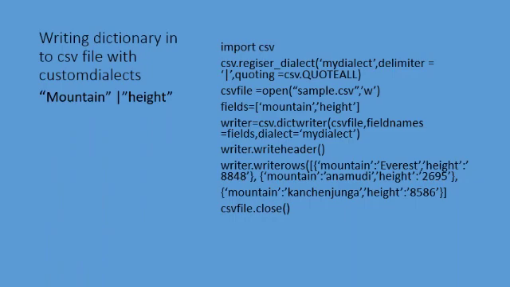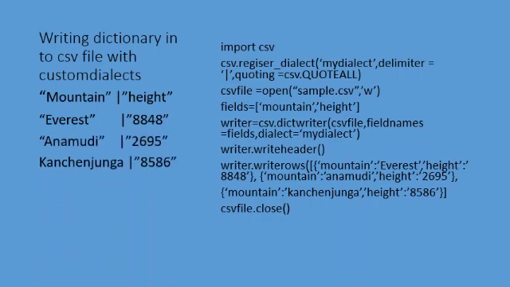See the thing. Quoting equal to csv.QUOTE_ALL I have given, so it will be displayed in double quotes. Mountain, height, everything will be displayed like this. Everest, and all the values will be displayed with double quotes. That's all. So this is called writing data dictionary into CSV file with custom dialects. All the things will be displayed with double quotes.